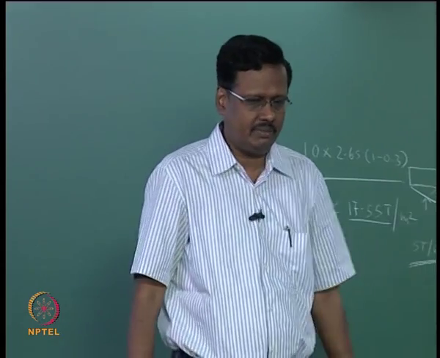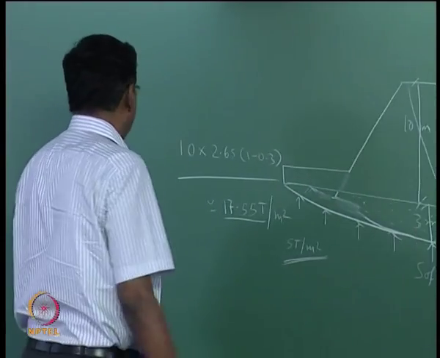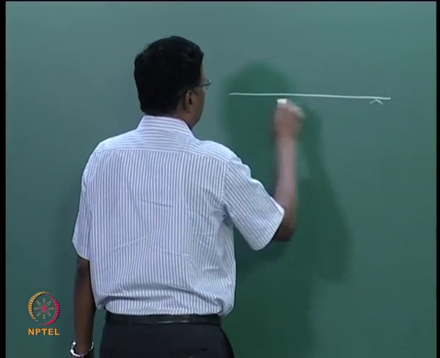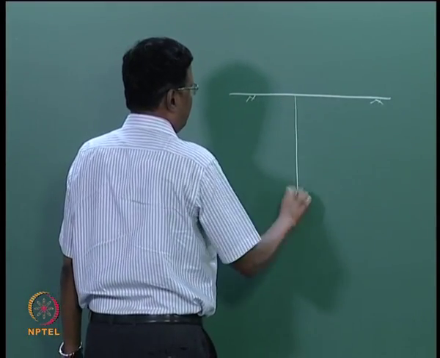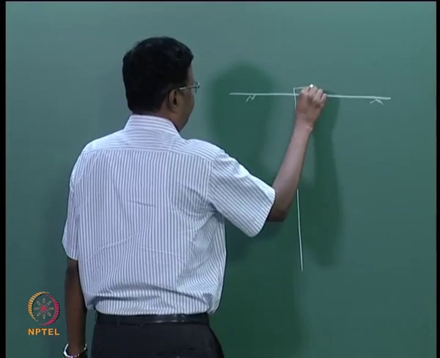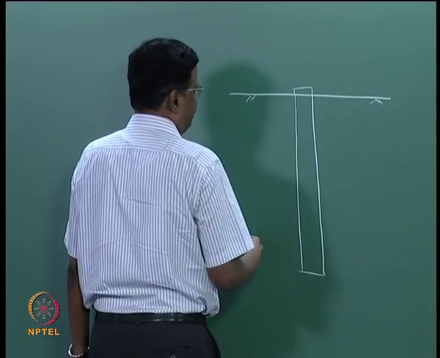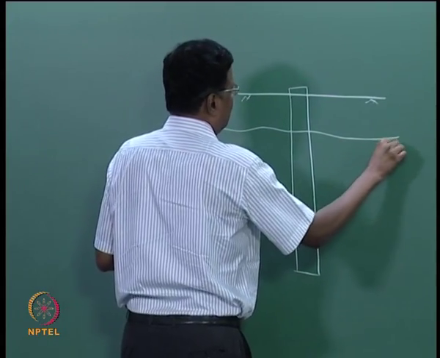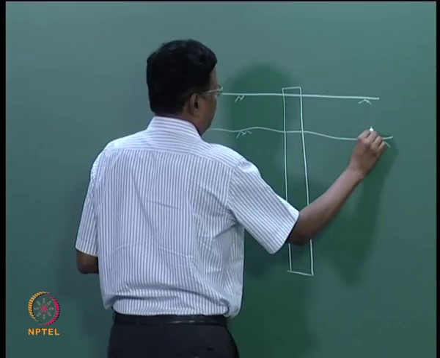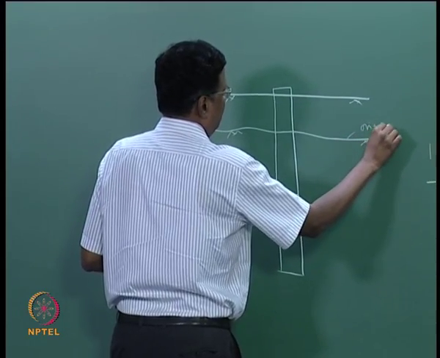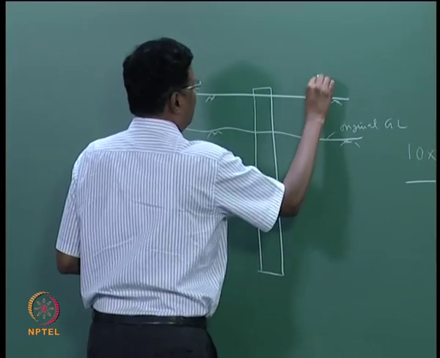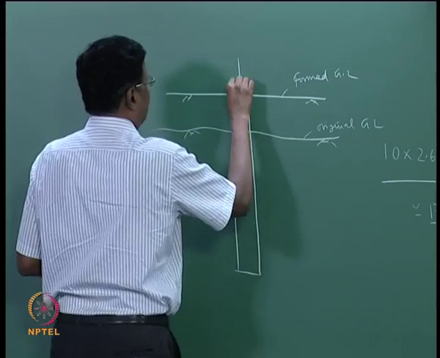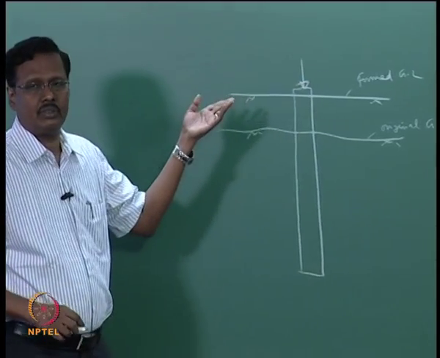Then, something about negative skin friction. Anybody knows about negative skin friction? Suppose you drive a pile. This is your original soil, original ground level, and this is your formed ground level. Here you have the load coming from maybe storage tanks.